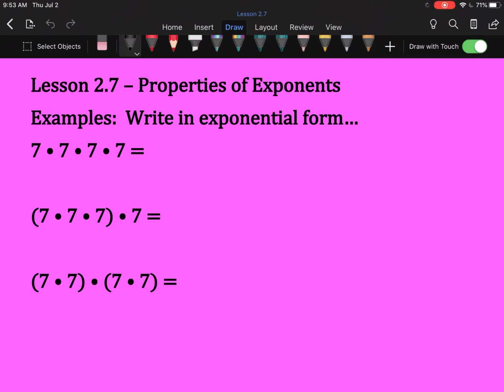And this is where we're going to learn some properties of exponents. So write these in exponential form. Well, 7 times 7 times 7 times 7, that's 4 sevens, so that's 7 to the 4th. This is 7 to the 3rd times 7. And the third one is 7 squared times 7 squared.